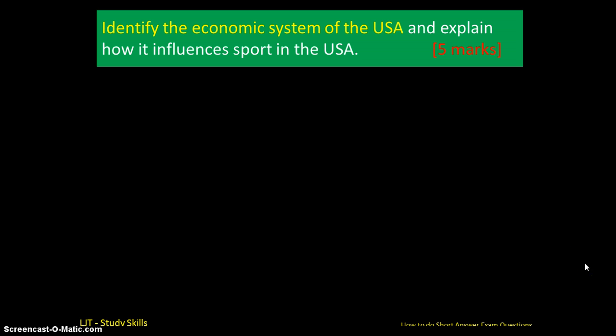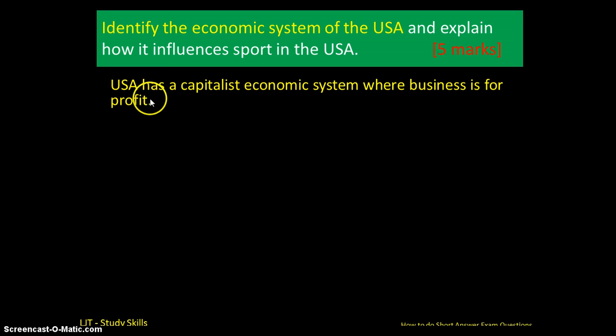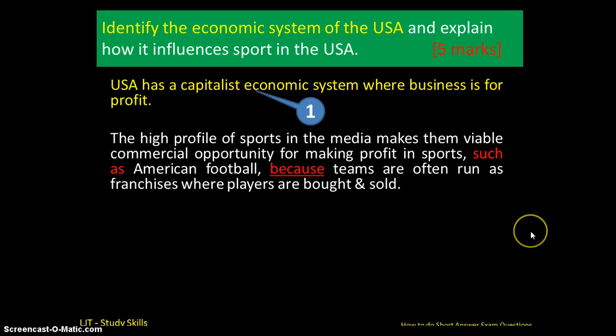So for this exam question, I've written a sample answer to try to show you how marks can be got. Here's my first sentence. USA has a capitalist economic system, and from the mark scheme I'd have got a point here for identifying it as a capitalist economic system. The second sentence, the high profile of sport in the media makes them a viable commercial opportunity, etc., etc.